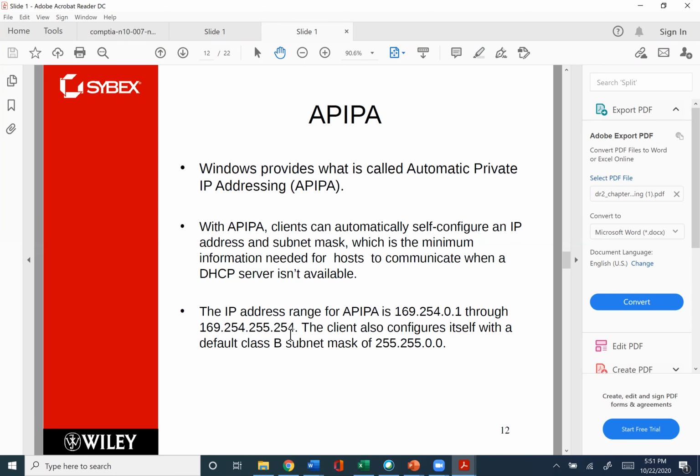Now, if this protocol DHCP fails, it's not working anymore, right? The only way to communicate internally is using APIPA. Once DHCP fails, APIPA kicks in automatically and assigns a private IP with this range to every host on that network, until DHCP comes back on. Okay.